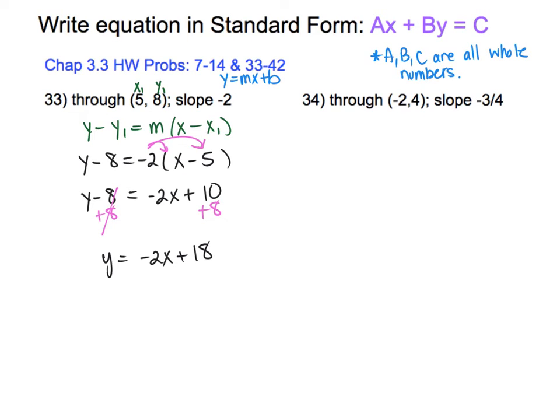So if you want to write it in standard form, well, that means the x's and y's all need to be on one side, or particularly the left-hand side. So I have to move basically this -2x to the other side. And to do that, we basically add 2x, right? So we would add 2x to both sides. This would be y plus 2x equals 18. And then you have your equation. And now it's in standard form. So this would be considered standard form.